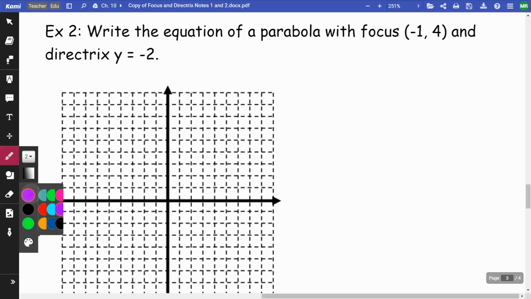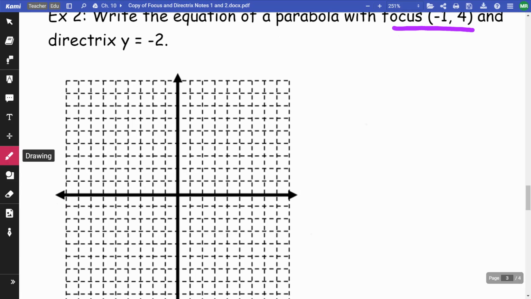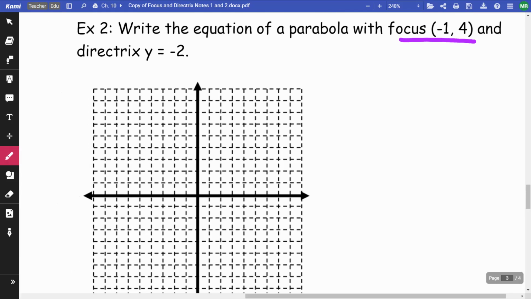Let's do the focus. Okay. So I'm going to go to -1, 4. So 1, 2, 3, 4. That's going to be my focus. My directrix is going to be below. So I'm going to put F here. That should be fine. So my directrix is going to be y equal -2. So I'm going to draw this line in. And so I have y is equal to -2. Okay, so I've got my directrix. I have my focus.